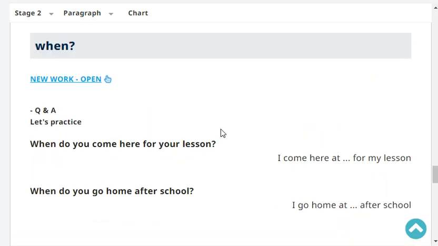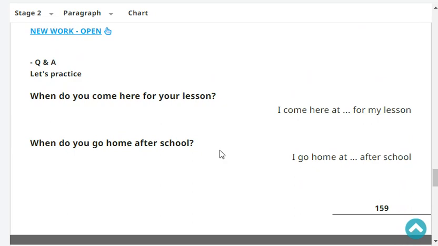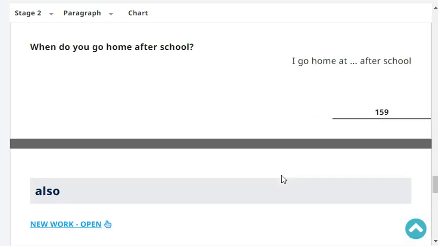Okay, when do you come here for your lesson? I come here at 9 o'clock in the morning for my lesson. When do you go home after school? I go home at 10 a.m. after school.